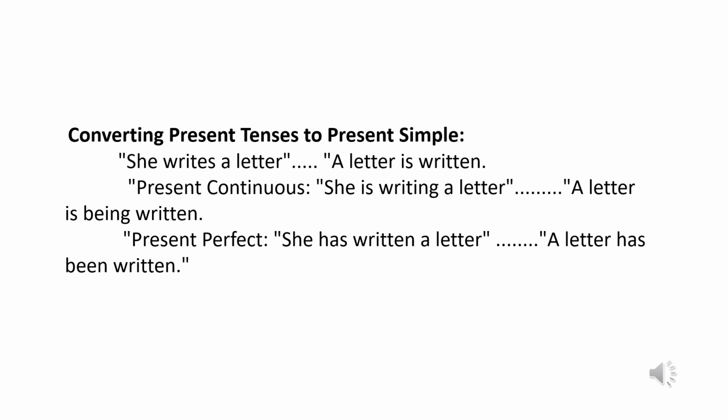Here we can see converting present tense to passive. For example, we take she writes a letter, which we convert to present simple passive, in the sense a letter is written. This is a very simple sentence. Present continuous: she is writing a letter. If we convert it, a letter is being written.